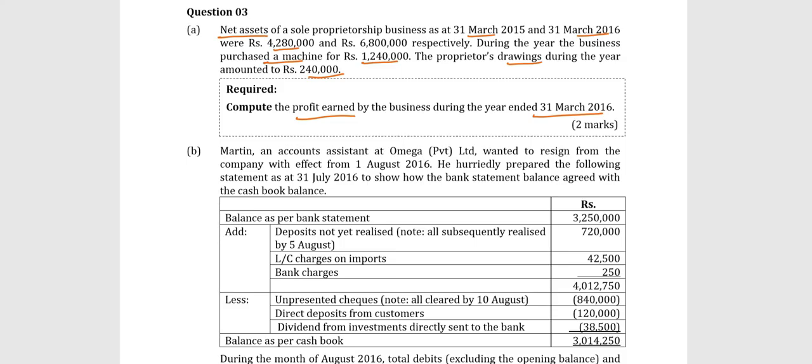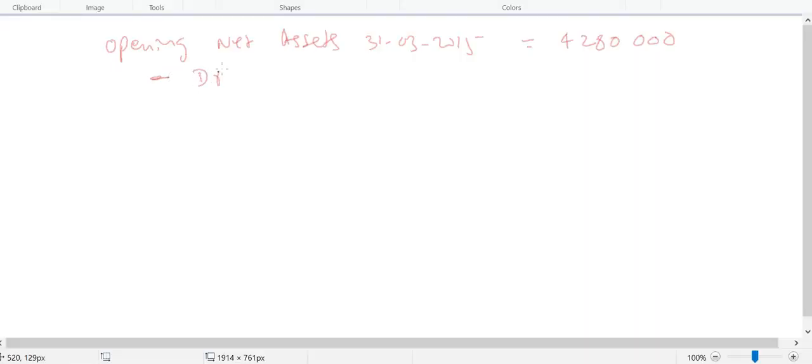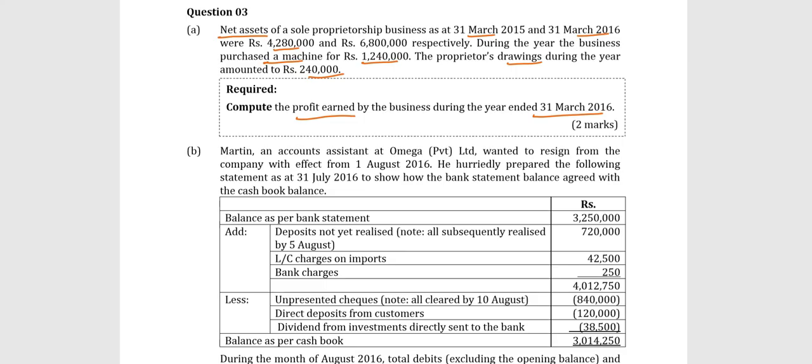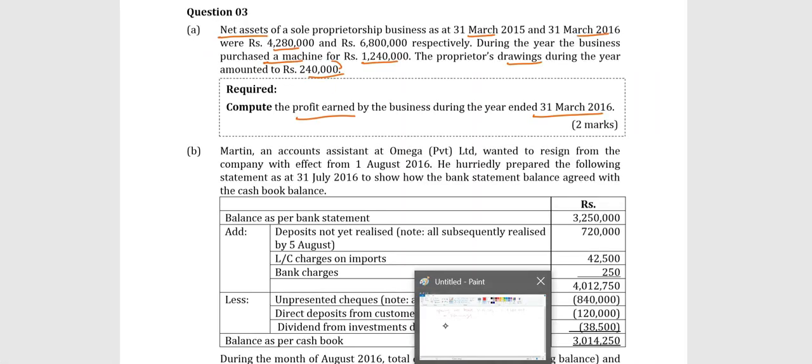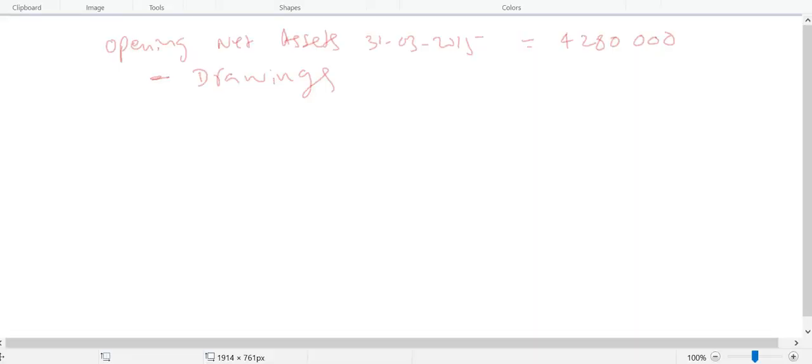Then from that amount, whatever the drawings are, we need to deduct them from the net assets. Remove drawings, which is 240,000, and you need to add the profit. So the profit figure you need to identify.